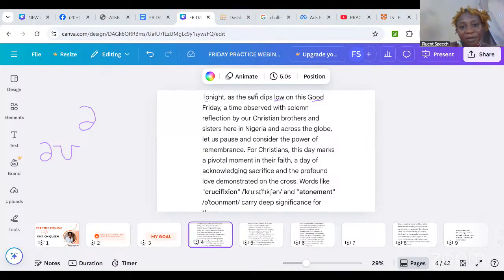Tonight, because there's a comma, I need to take a short pause. Tonight, as the sun dips low on this Good Friday, Friday, not Friday. Friday. There's another comma, so you need a short pause. Don't rush it together. A time observed. Look at this word. The first letter O makes the schwa.